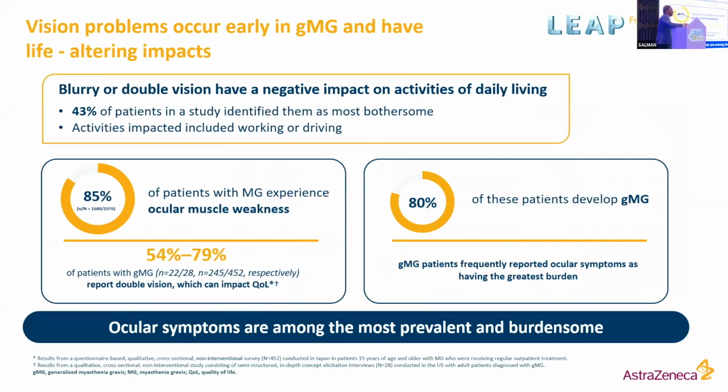Okay, so 86% of patients with myasthenia will present with an ocular problem, usually ophthalmoplegia or ptosis. And many of those patients will go on to generalize and develop generalized myasthenia, usually within the first 2 years.